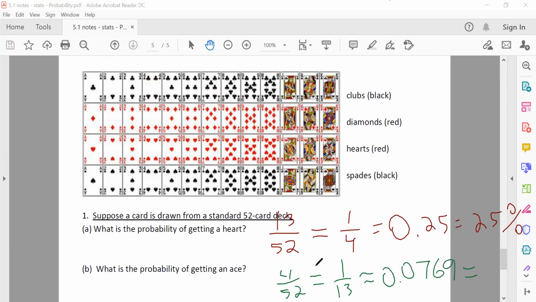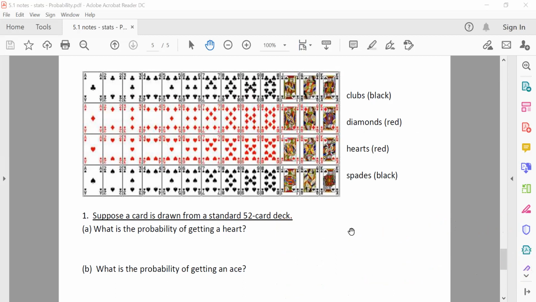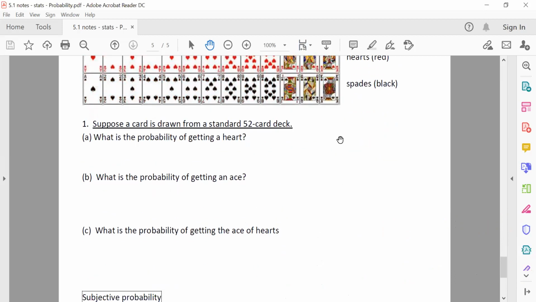The decimal is usually the preferred way to express probability, simply because when it's in decimal form, you can do math with it. When it's a percent, you can't do any math with it. You're going to have to convert it back to a decimal in order to do math. So pretty much, the decimal form is usually the best way to express probability.